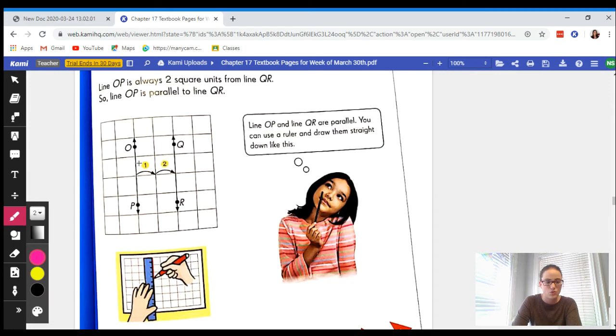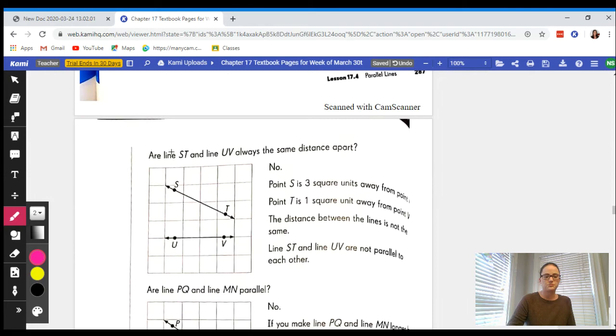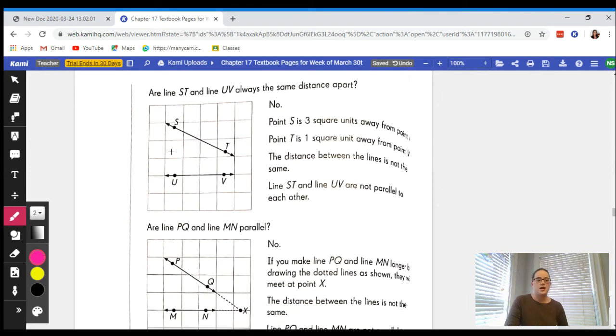Let's count. 1. Now, do they always have to be 2? No. 1, 2. So what if 2 line segments were always 4 lines apart? Are they parallel? Yes. What if they were always 1.5 lines apart? Is that parallel? Yes. It doesn't always have to be 2 square units. It just has to be the same distance apart and never changing. But let's look at the next page.